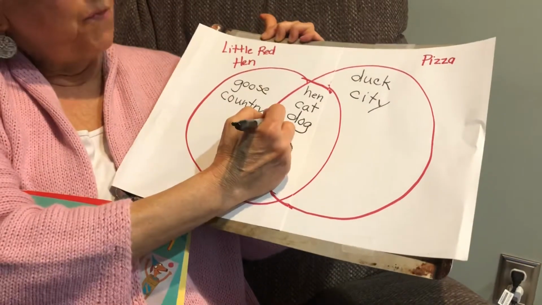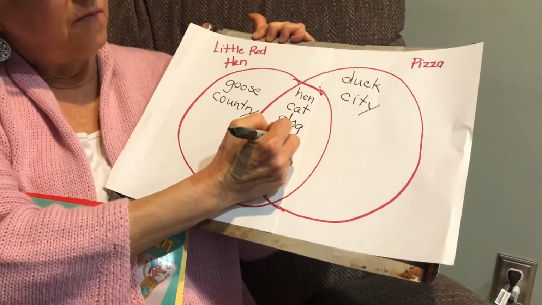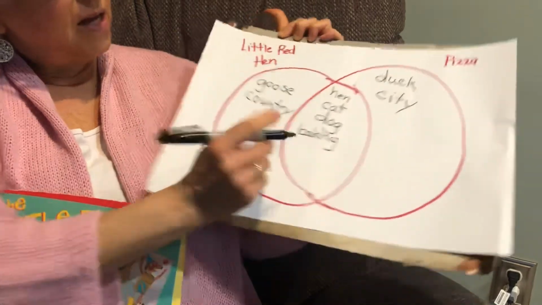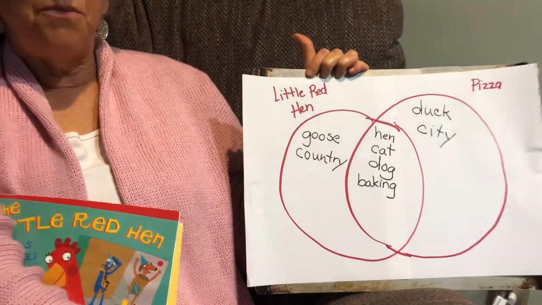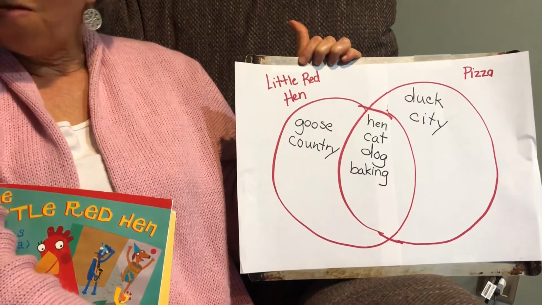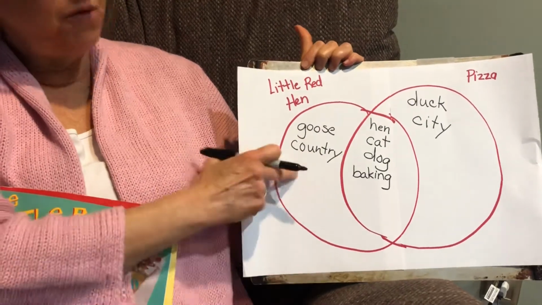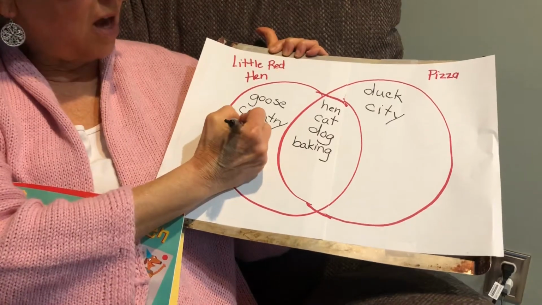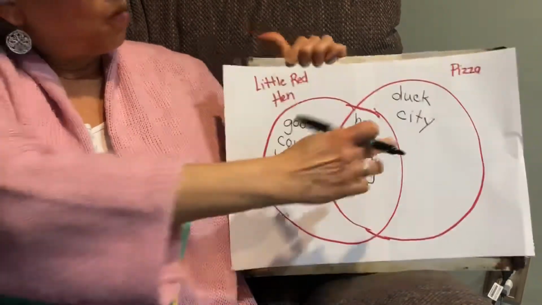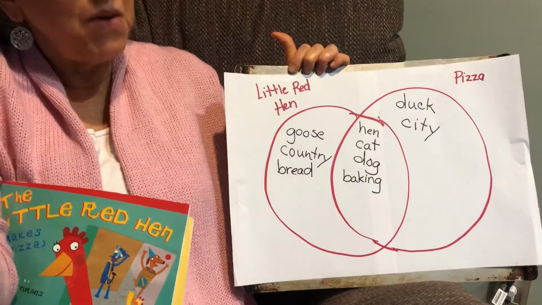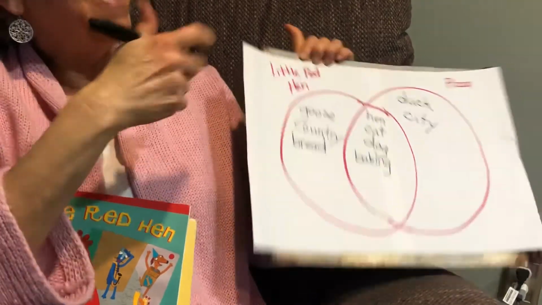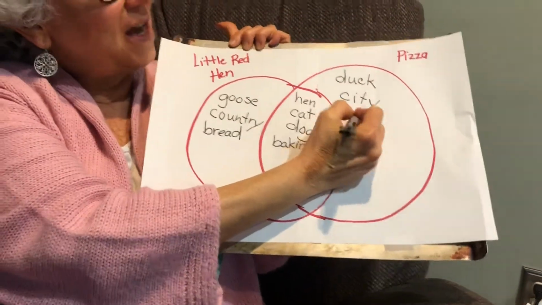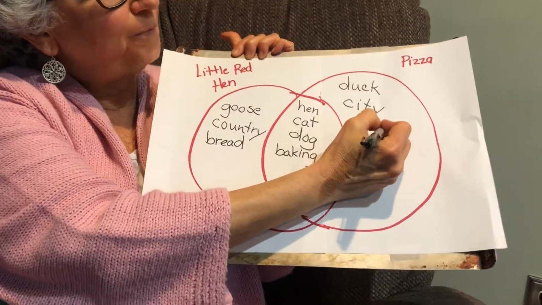Now, in both of these stories, the little red hen was doing what? The little red hen was baking something. Did she bake the same things in both? No, she did not. Here, she made what? You're right, she made bread. What did she make in The Little Red Hen Makes a Pizza? Ooh, I bet you know. Yes, she made a pizza.